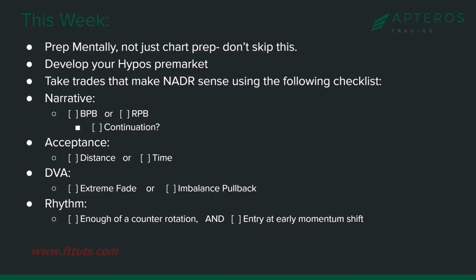Then take trades. No more dummy system. Dummy system's gone. You can use Heikin Ashi by all means. Just use it as a way to see those short-term shifts in momentum if you like. But take trades using the following checklist. 1, narrative has to be there. Is it a breakout pullback? Check the box. Or is it a return pullback? Check the box. And then you might check one of those and continuation, right? It could be a breakout pullback, but it's a continuation from an existing, already established breakout pullback.